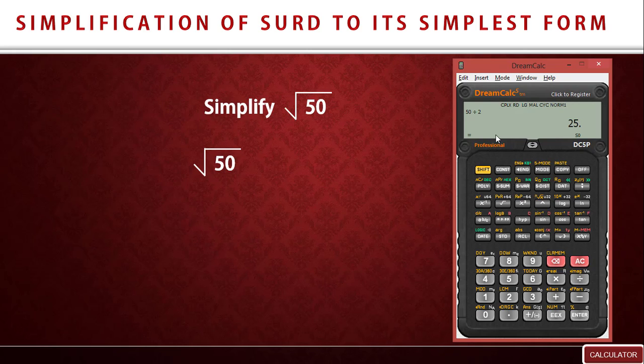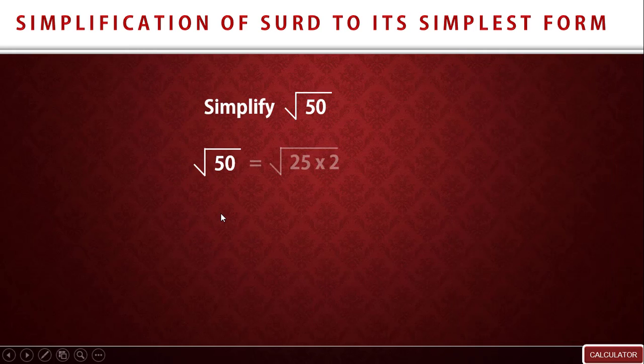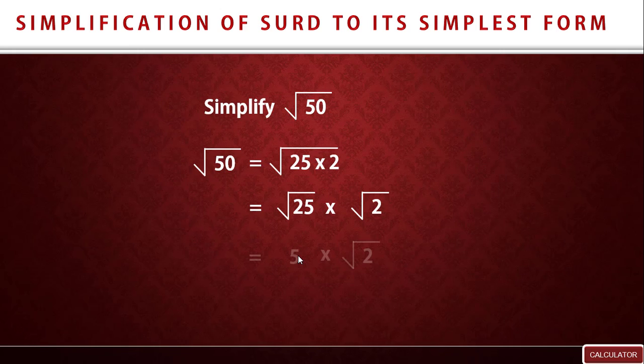We can choose 25 times 2 for the 50. So we have square root of 25 times 2. So we can break this apart as square root of 25 times square root of 2. So what's the square root of 25? The square root of 25 is 5. So we have 5 times root 2. So our final answer will now be 5 root 2.